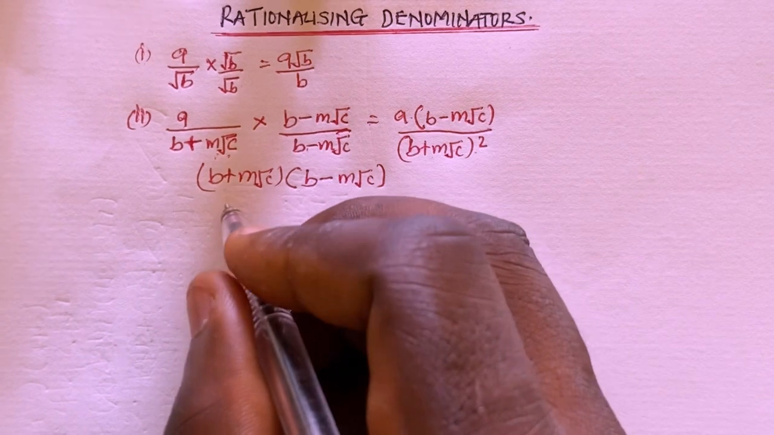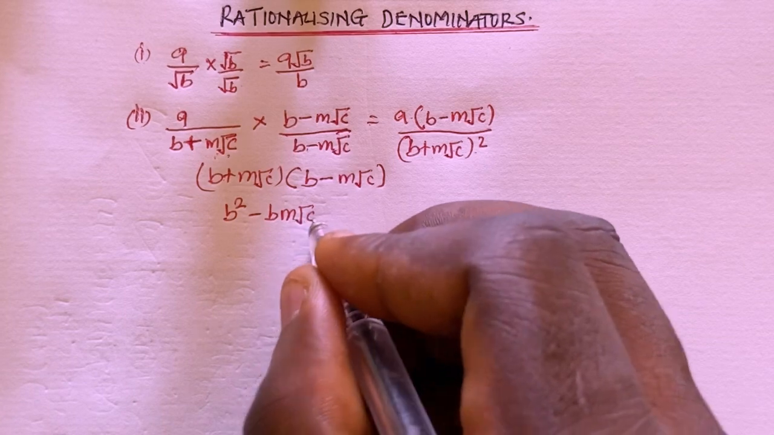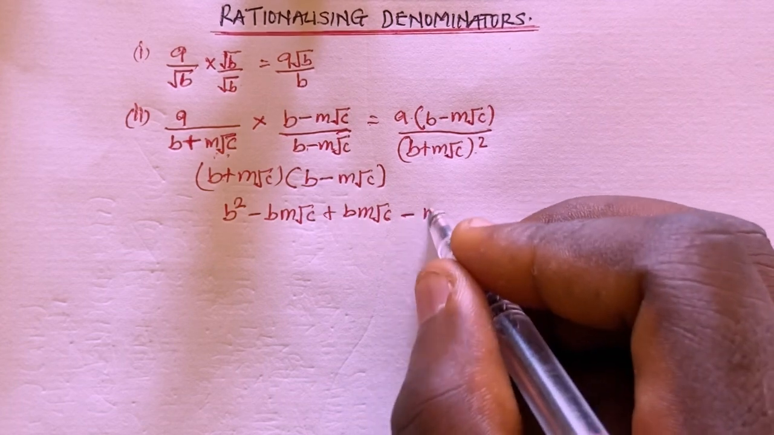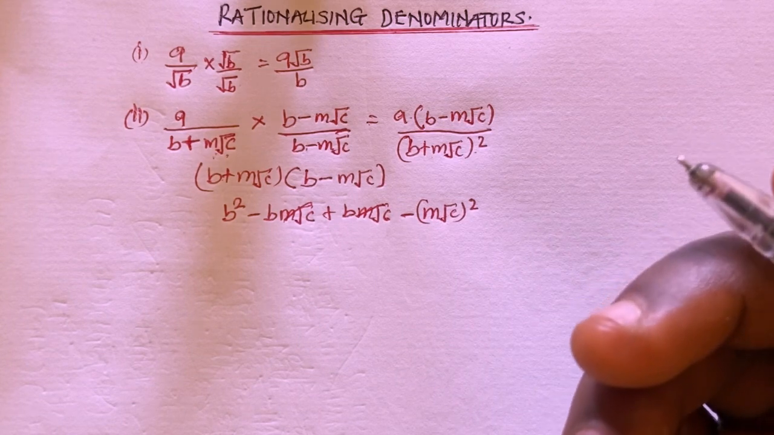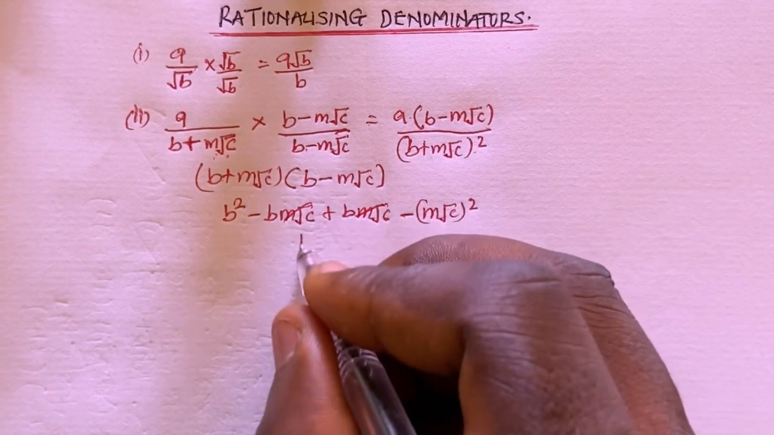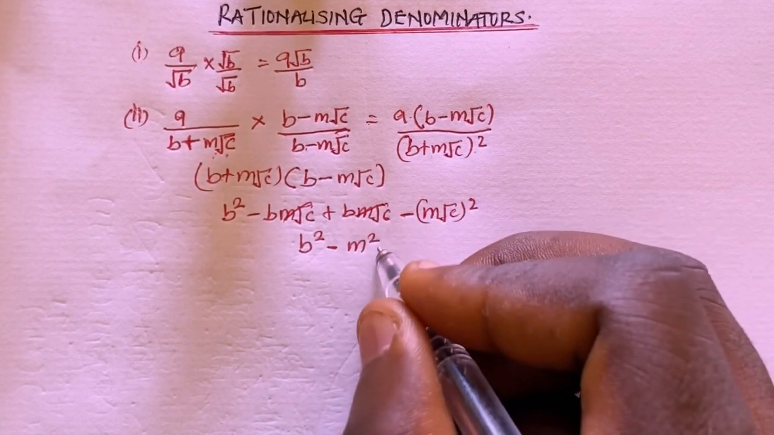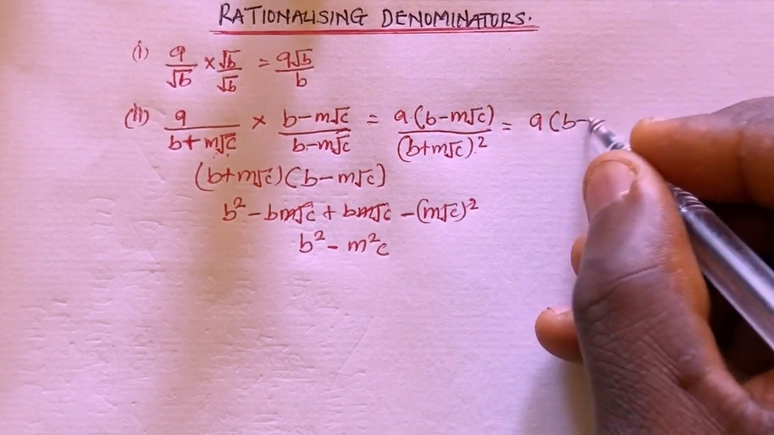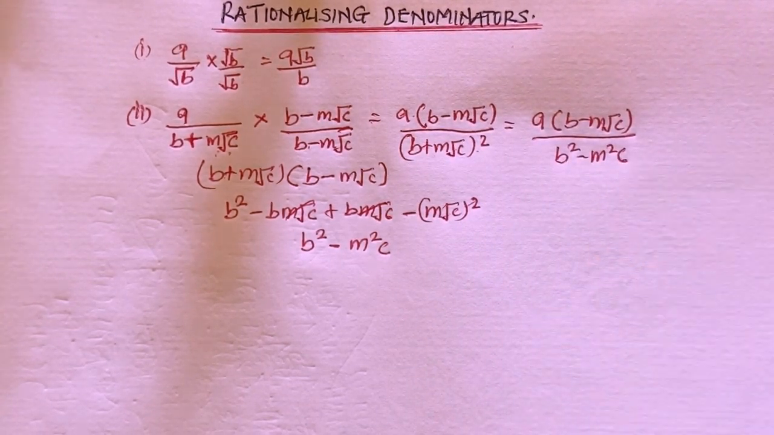By the time you multiply this, you're going to have b squared, then minus b m root c, then plus b m root c, then minus m root c all squared. So the middle terms cancel each other, and you are left with b squared minus m squared c. Then you can come back and say you have a into brackets b minus m root c divided by b squared minus m squared c. You can choose to leave your answer like that, and you are good to go.